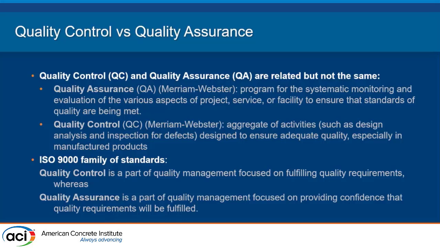What did really resonate with me was the ISO 9000 standards, where quality control is a part of quality management focused on fulfilling quality requirements. It's the checking. Quality assurance is part of quality management focused on providing confidence that quality requirements are going to be met or fulfilled. So are you making sure that the quality control is being done, if that makes sense? It's a little bit academic, but it is sort of important to understand what that QA, QC piece stands for.